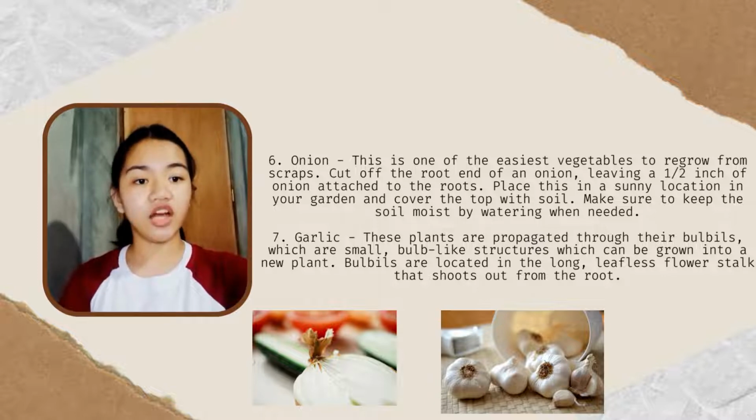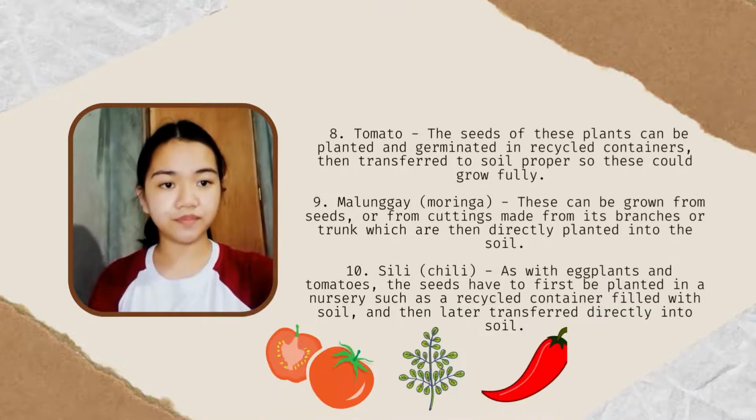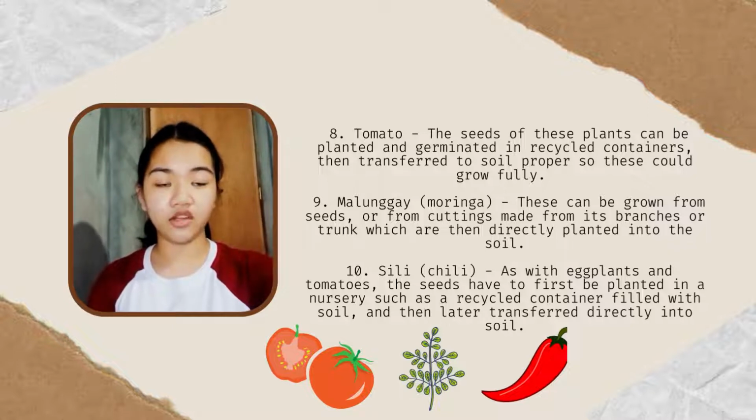Seventh, garlic. These plants are propagated through their bulbils, which are small bulb-like structures that can be grown into a new plant. Bulbils are located in a long, leafless flower stalk that shoots out from the root. Eighth, tomato. The seeds of these plants can be planted and germinated in recycled containers, then transferred to soil proper so this could grow fully.